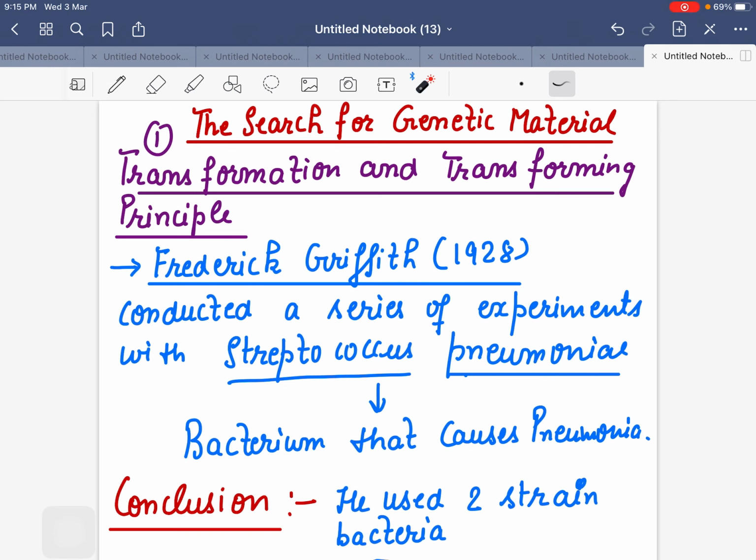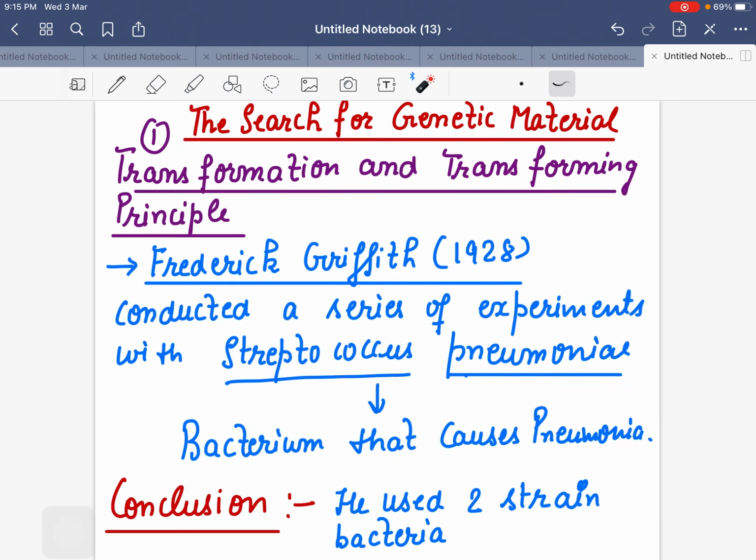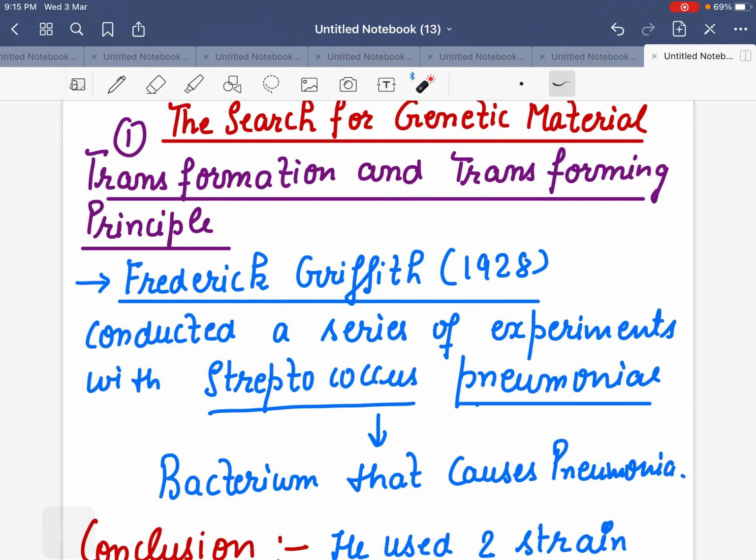So now the last thing I will take for today is, otherwise the video will be very long, right? So I'm taking here quickly the search for genetic material. First part of this I'm taking today, rest I will discuss tomorrow.